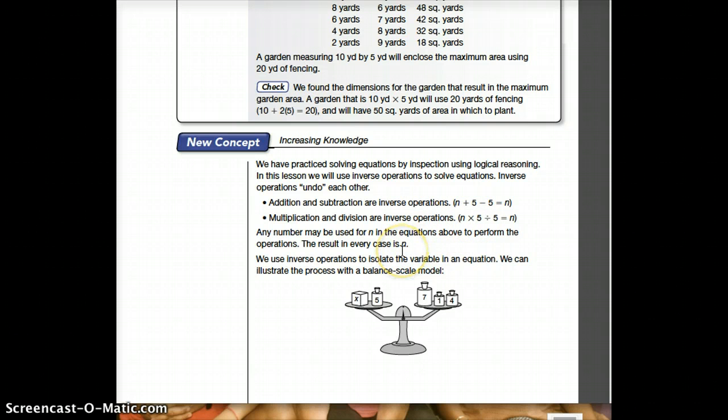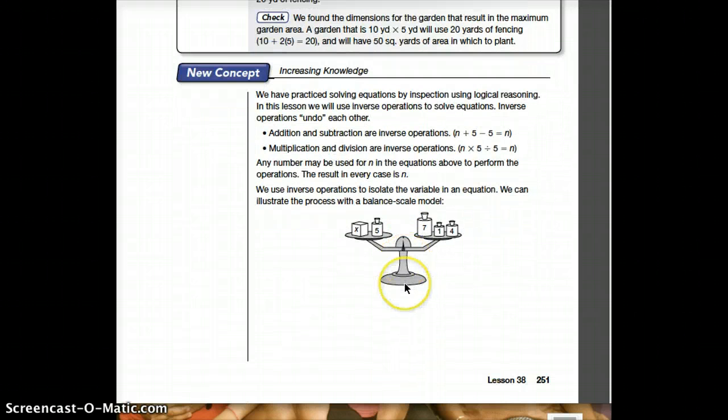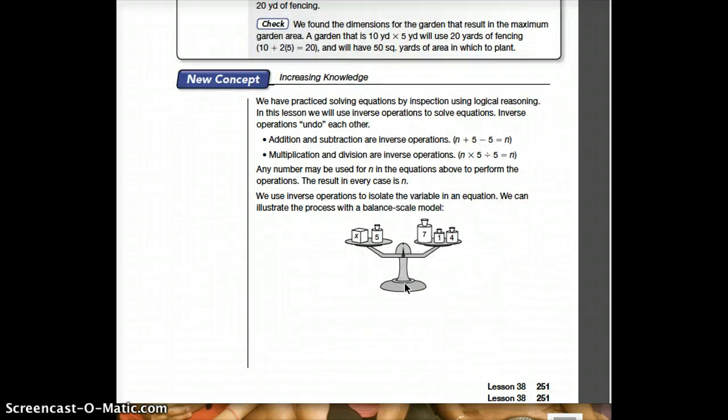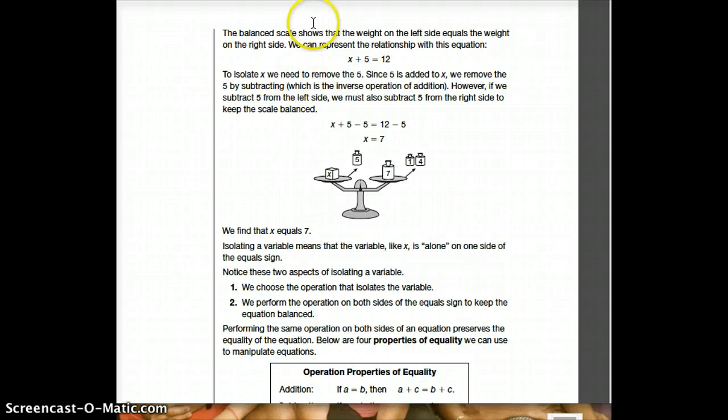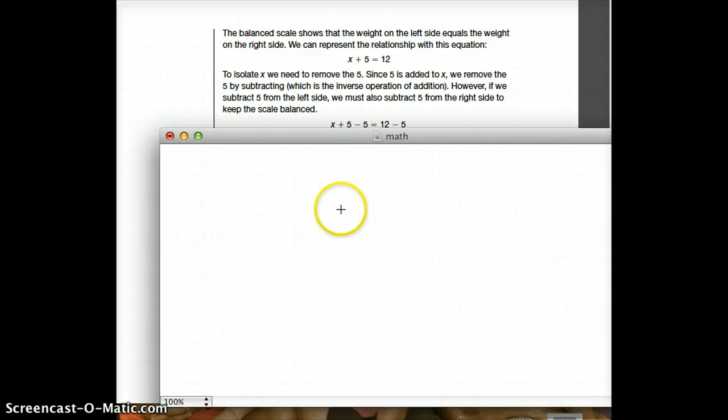Any number can be used for n in the equations above to perform the operations. The result in every case is n. Okay, I'll show you what that means. Here the balance scale shows the weight on the left side equals the weight on the right side. We can represent the relationship with this equation. So we have x plus 5 equals 12.